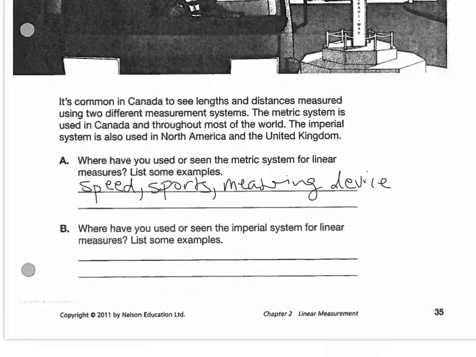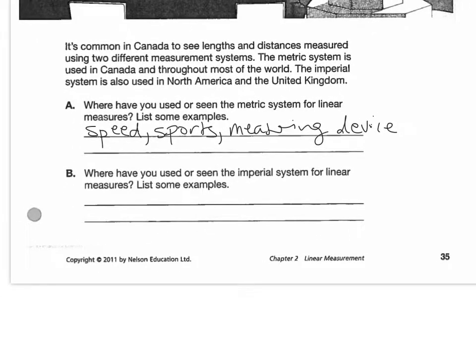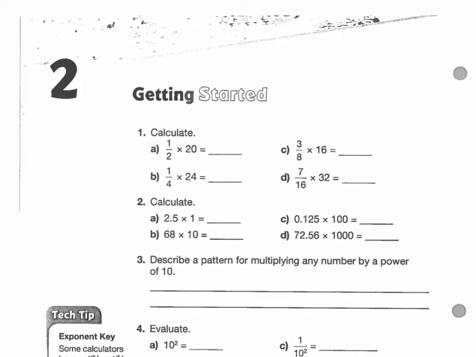Any other examples? Where have we seen or used examples of the imperial system? So miles per hour, that would be in the States. A gallon of paint. Anywhere where you see a tablespoon or a teaspoon if you do any cooking, those are things that are in the imperial system. All right, so getting started, calculate 1/2 times 20.